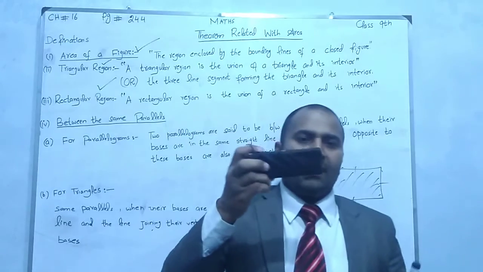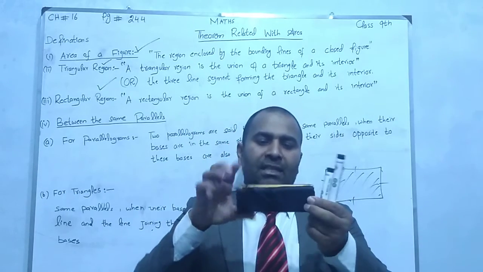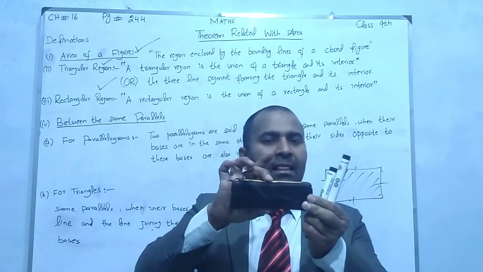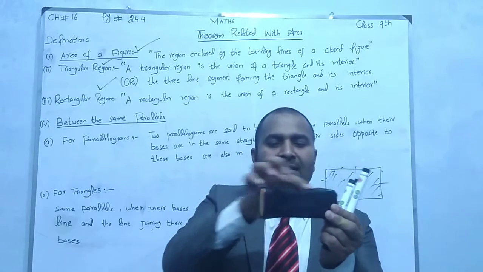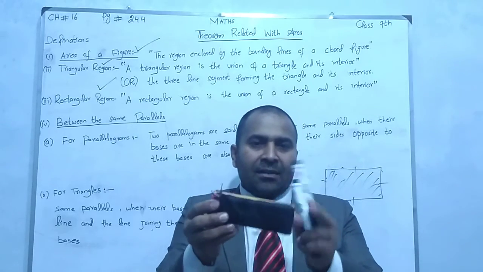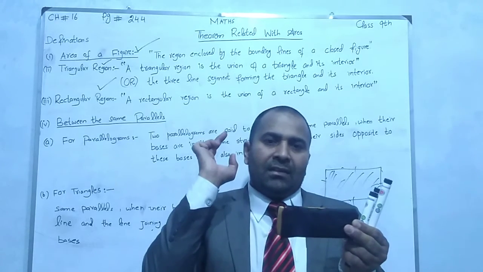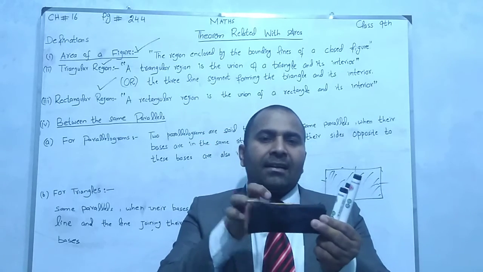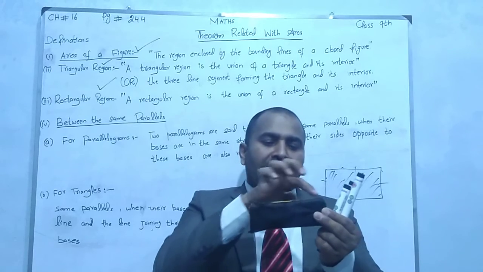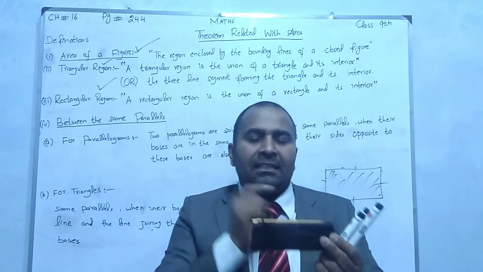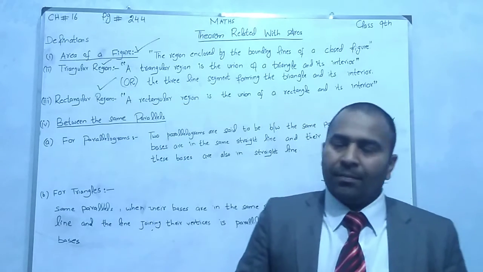Like this your duster, of course this is the best example of rectangular region. Look, these two sides, they are parallel and they have the greater length than these two widths. So these combined together will make a rectangle. So this is known as your union, and this area is its interior. So union of these four line segments and its interior is known as your rectangular region.